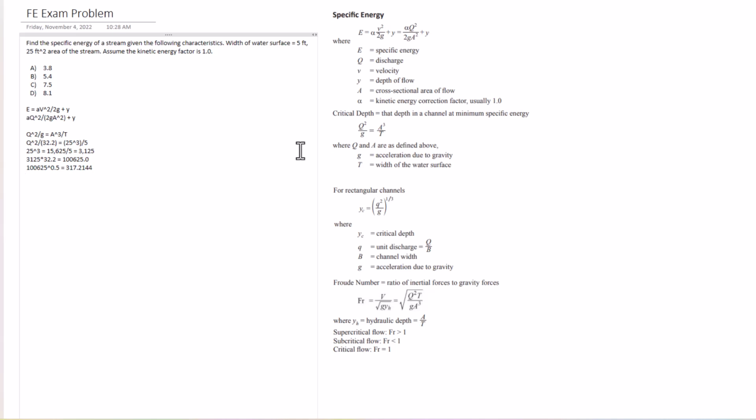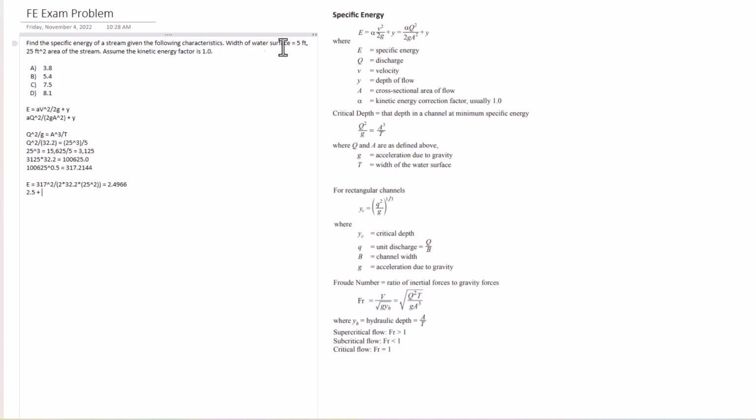So if we take our specific energy equation, we're going to use this second version over here. We're assuming that the kinetic energy factor is 1.0, so we're going to ignore alpha for now. So we have 317 squared divided by 2G, so 2 times 32.2 times A squared, which was given as 25. So that is the setup for that portion of the equation. That equals 2.4966. So if we go with 2.5 plus, then we need to know Y, depth of flow.